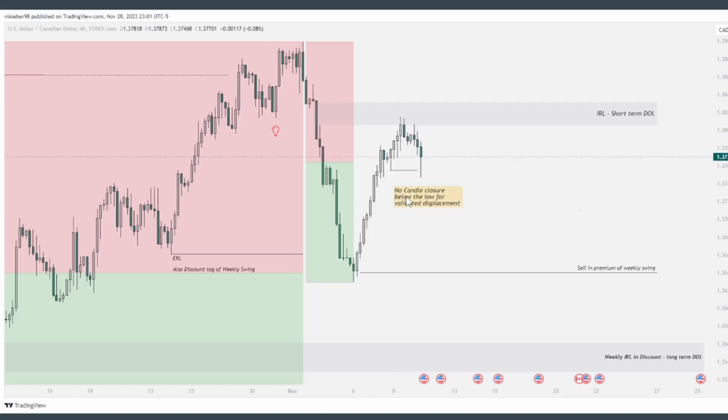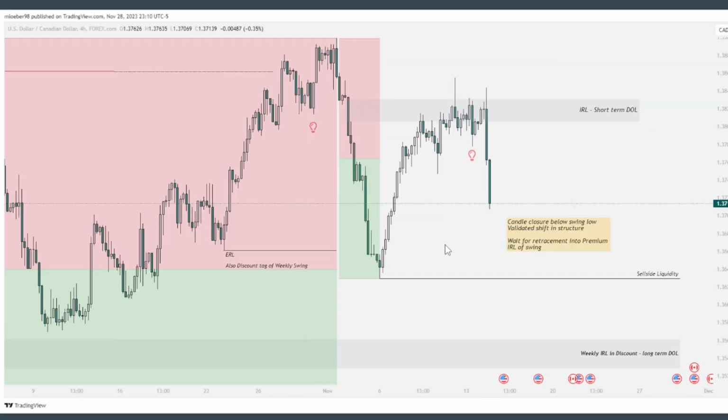And as you can see here, we had price break below this swing low here, but we didn't have the candle closure below, so that wasn't a validated displacement for me. So again, I would still be sidelined waiting for the full displacement closure below a significant swing low to go short then to our external range liquidity pool.